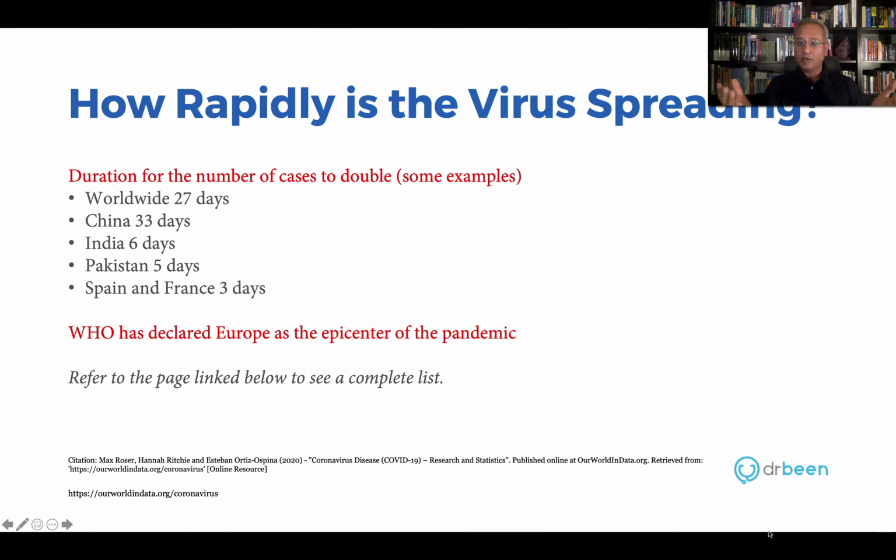Then the hospitals will be overwhelmed, just like in Italy right now, and there would be an issue. So how rapidly is the virus spreading? Check this out. Worldwide, the number of confirmed cases is doubling within 27 days. In China, they doubled in 33 days. And in some countries, they're doubling even faster. India, 6 days. Pakistan, 5 days. Spain and France, 3 days.